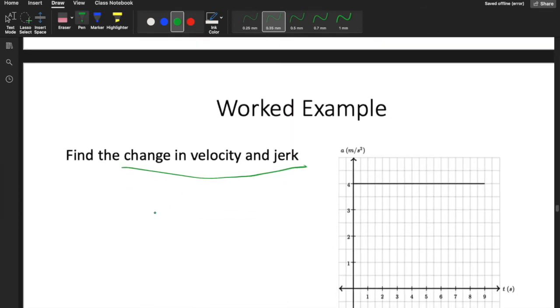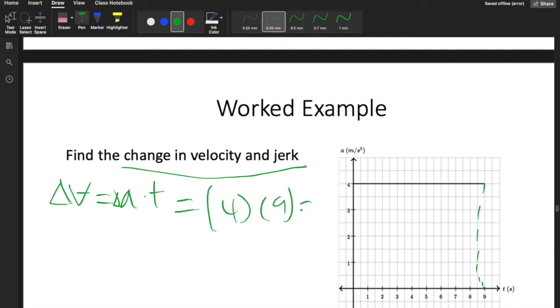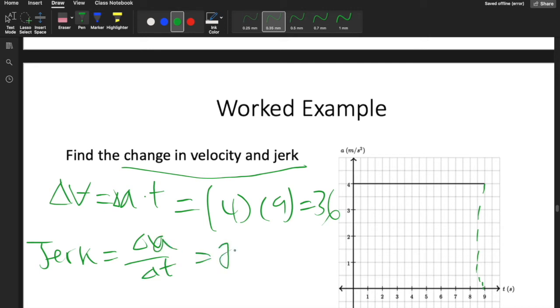Alright, so change in velocity, delta a times t. So basically it's just the area under the curve, right? So it's very straightforward. 4 times 9, 36. And for the jerk, it will be equal to 0, right? Why? Because the gradient is equal to 0. Horizontal line means that gradient is 0.